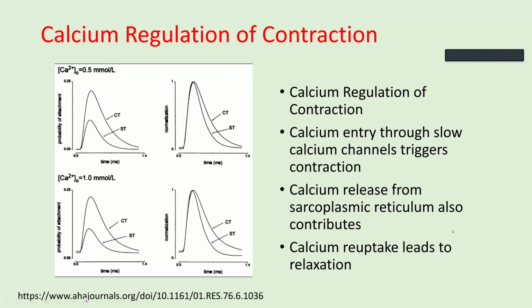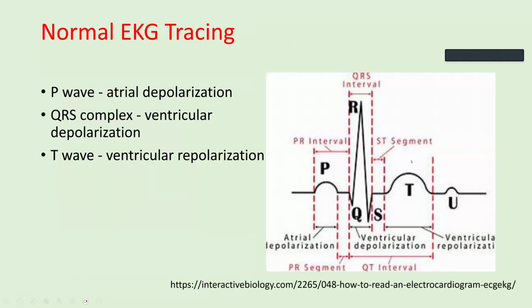And now we're going to move on to what that looks like in the form of a neutral or a normal EKG tracing and what everything means. Here's a picture of your QRS for an EKG and what it looks like normally.